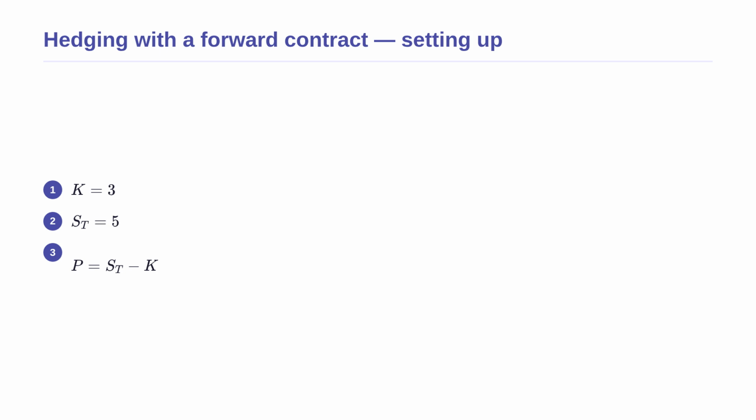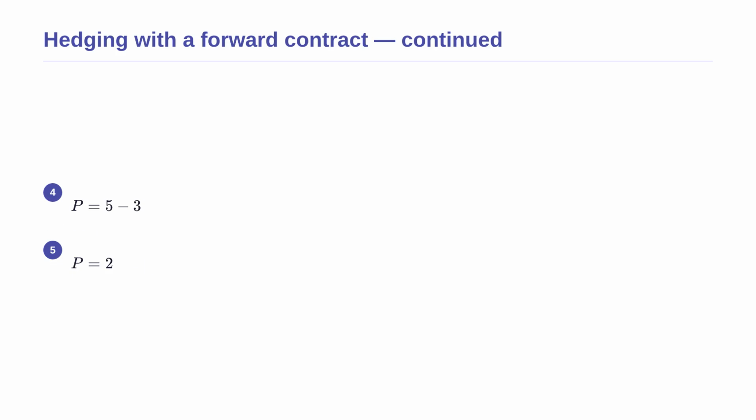We start by identifying the delivery price, represented by the symbol K, which is $3. Next, we identify the spot price at maturity, represented by S sub T, which is $5 due to the drought. Finally, we write down the standard payoff formula for a long forward contract, which is P equals S sub T minus K. This equation will tell us how much money the owner saved on every single pound of coffee.